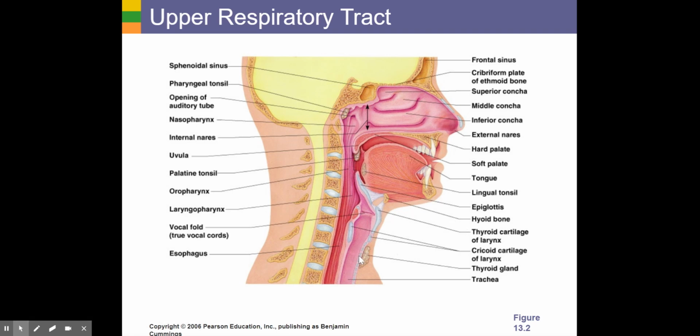You can see there is some cartilage in and around there as well. There are several glands that we're going to talk a little bit about. So there's a couple of tonsils that you can kind of see. There's a set at the base of the tongue called your lingual tonsils.